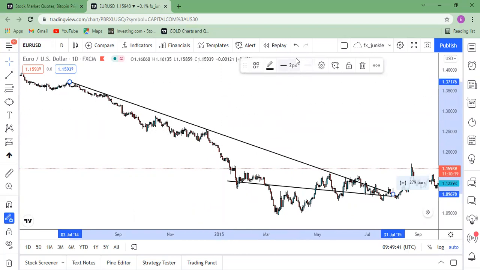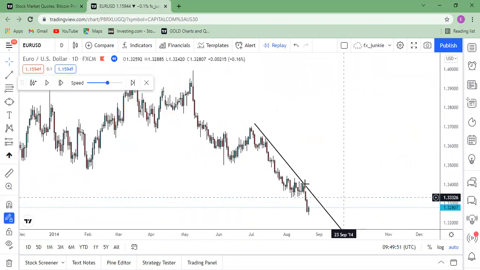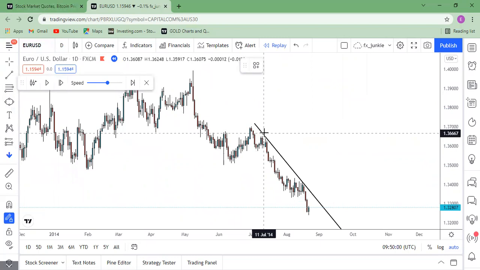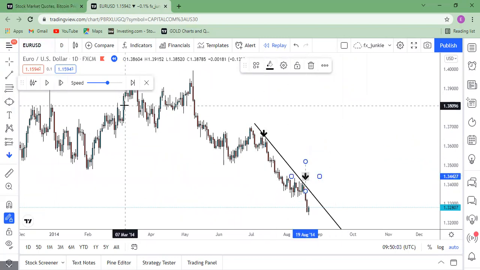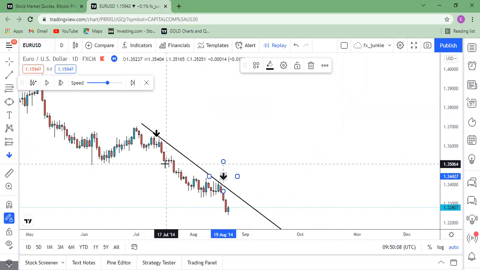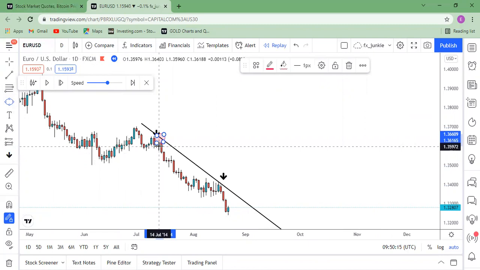All we need are two touches, right? Okay, that's our first touch. A second touch. Now we've got a resisting trend line, right? All we got was the first two touches. This is all we needed. This level and this level.